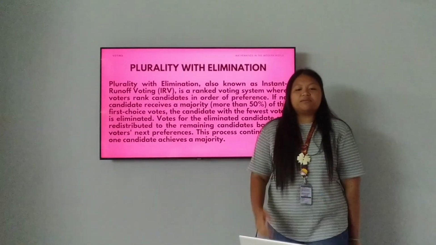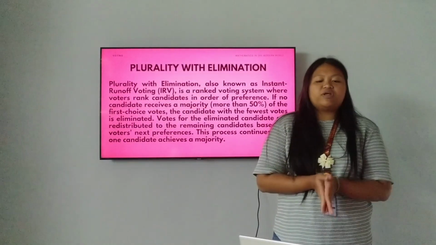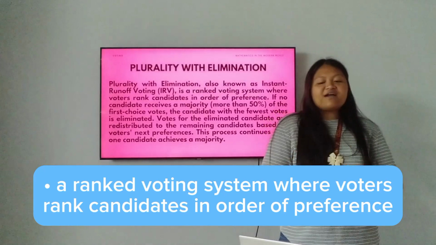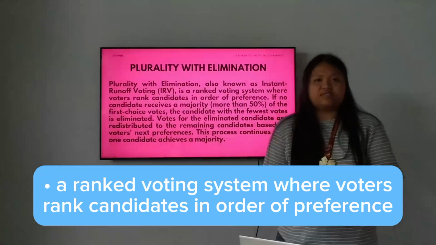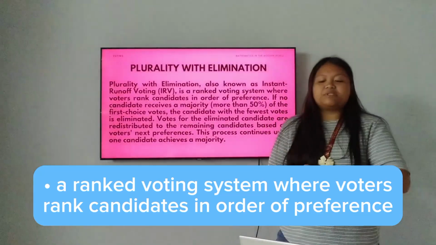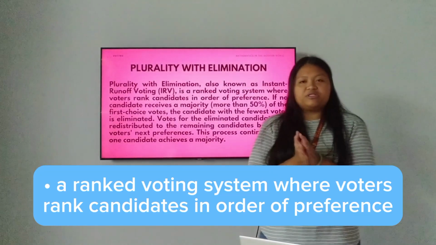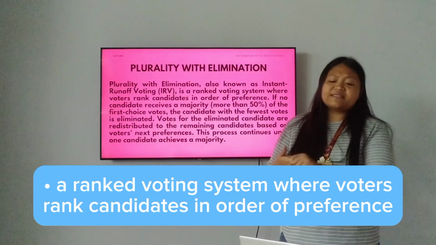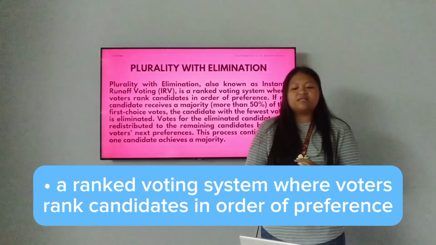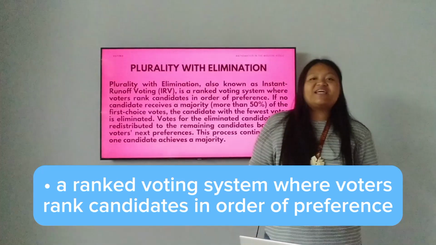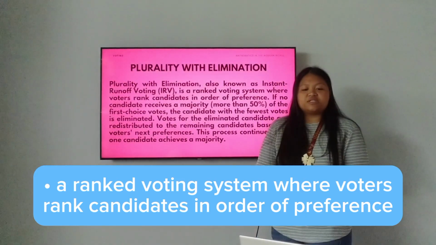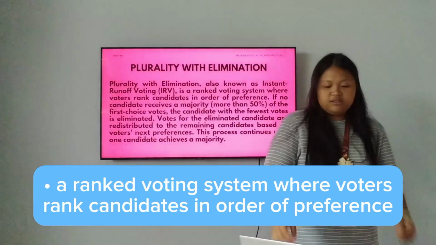Next is plurality with elimination, also known as the instant runoff voting or the IRV. It is a ranked voting system where voters rank candidates in order of their preferences. If no candidate receives a majority of more than 50% of the first choice votes, the candidate with the fewest votes is eliminated. Votes for the eliminated candidate are redistributed to the remaining candidates based on the voters' next preferences. This process continues until one candidate achieves a majority.